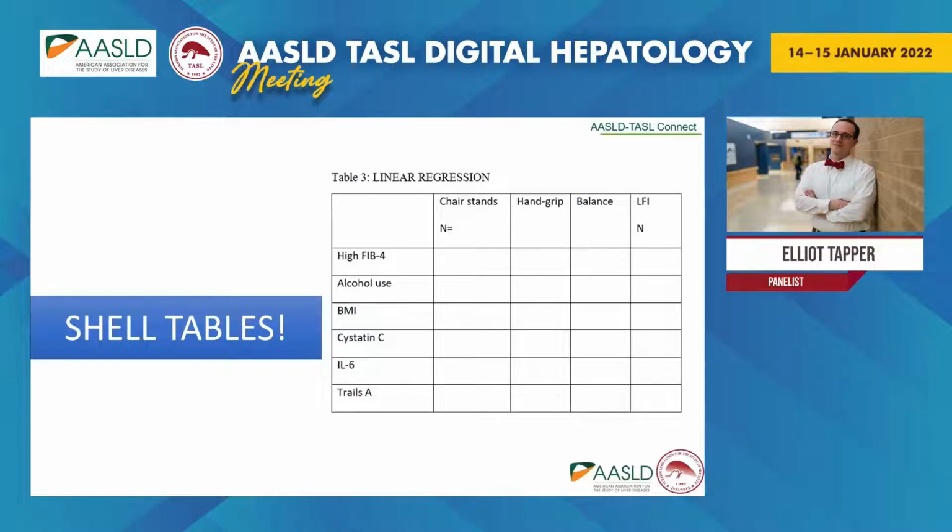And then, once I knew what I was planning on doing, I created shell tables. So I said to my worker bees, I want to do linear regressions for performance of each of the metrics that are bound up in the liver frailty index. I was interested in fibrosis indices, but also alcohol use from surveys, BMI, cystatin C, because cystatin C and creatinine are indirect measures of sarcopenia, inflammatory biomarkers, and neurocognitive function.